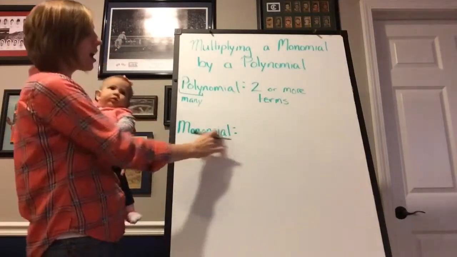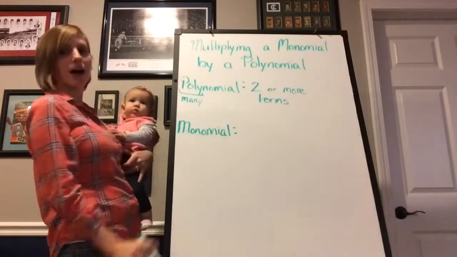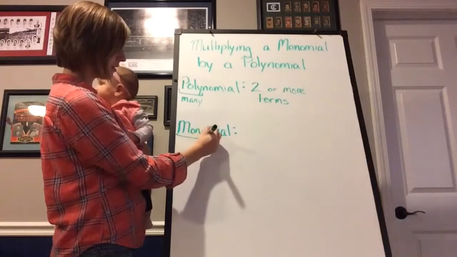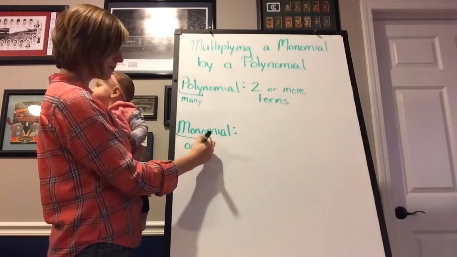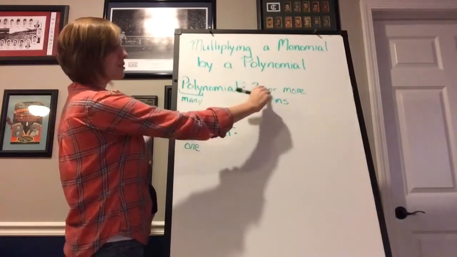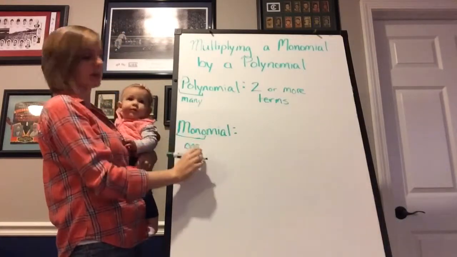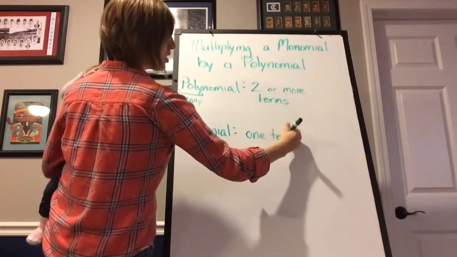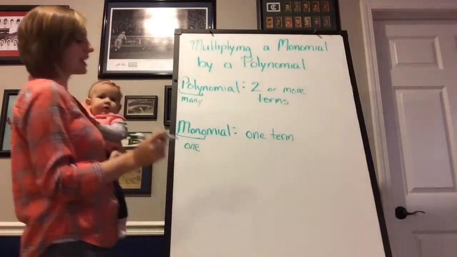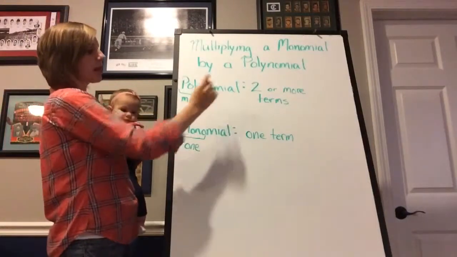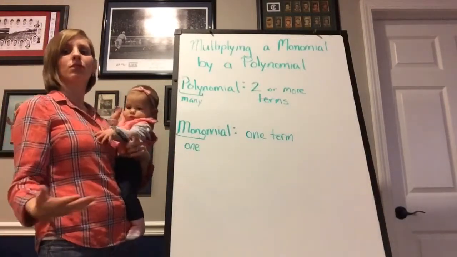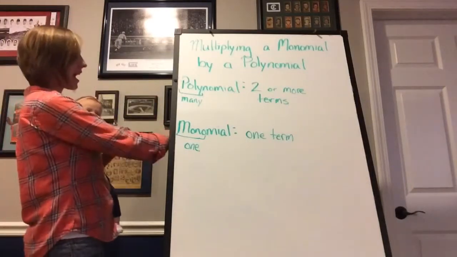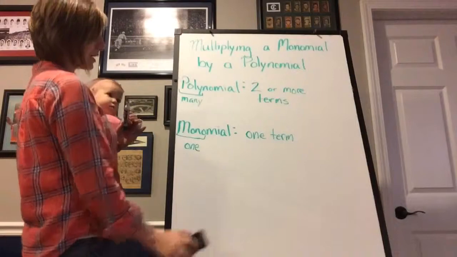terms. Our second word that we're going to take a look at is monomial. Monomial has the prefix mono. The prefix mono means one. So if a polynomial is two or more terms, a monomial is one term. So we are going to be taking one term and multiplying it by two or more terms. And we have some steps that we're going to use to figure that out. So let's take a look at what those steps are.